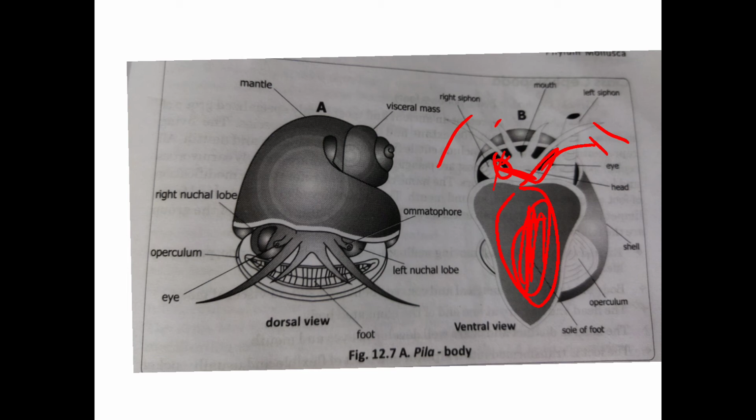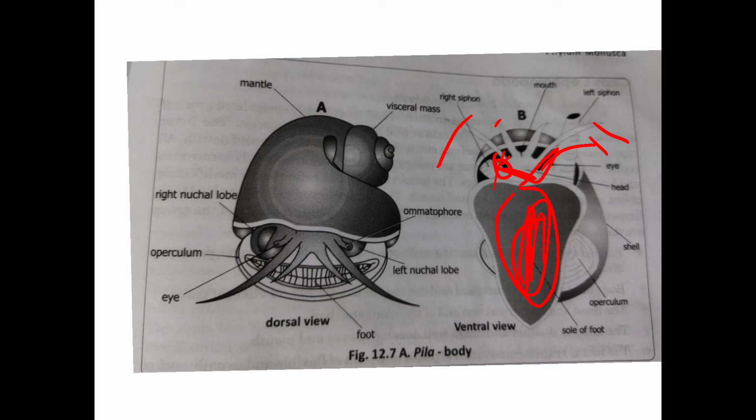The head is distinct with the mouth and tentacles. There are two pairs of tentacles, the anterior pair and the posterior. The anterior pair is called cephalic tentacles or labial palps, and the posterior is called true tentacles. Then they have an operculum. The operculum is the boundary of the mouth.